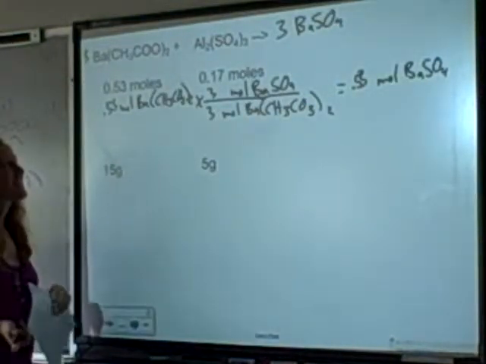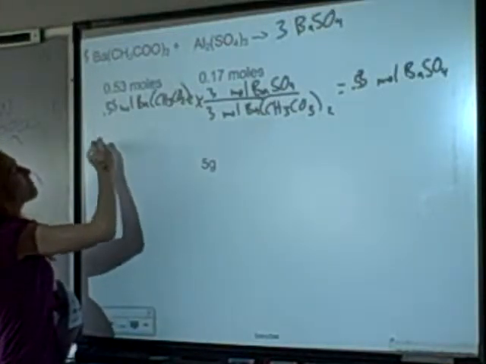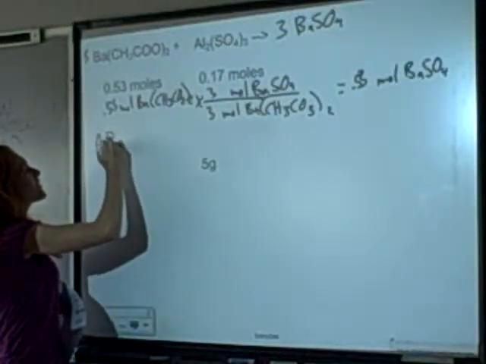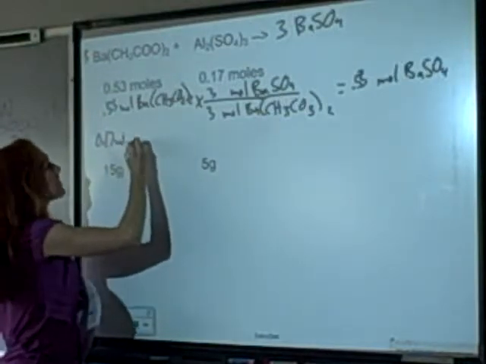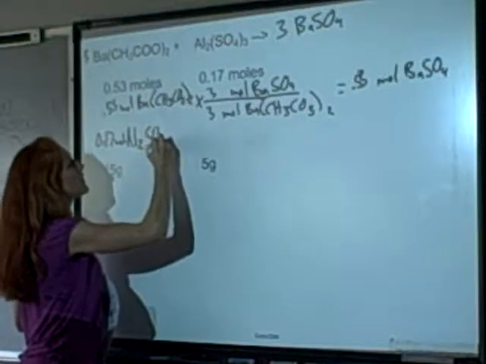Now we'll try and do the same thing with the aluminum sulfate. So let's see, I have 0.17 moles of the aluminum sulfate, Al2SO4.